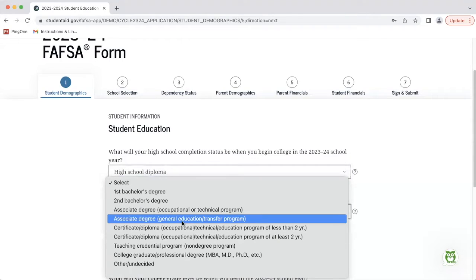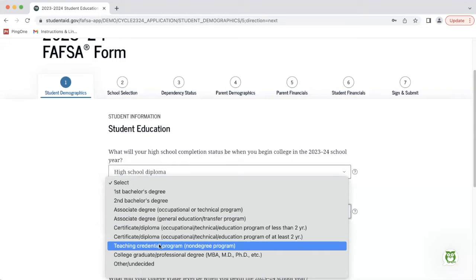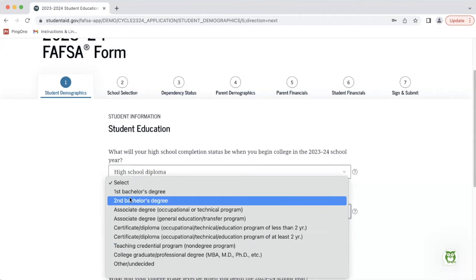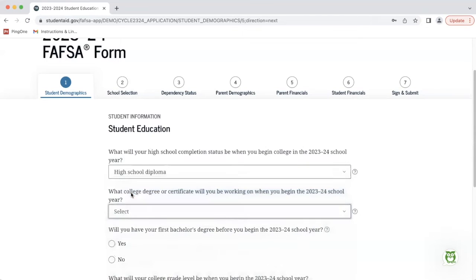So that would be, for instance, if you were to start out at a community and technical college, take your general education courses with the pathway of eventually transferring to a 4-year school. You can also pick certificate diploma, as well as teaching credential program. That would be a non-degree program at that. And then college graduate and professional degree. Since we're a senior in high school, starting college for the first time, we'll say we're working on our first bachelor's degree.